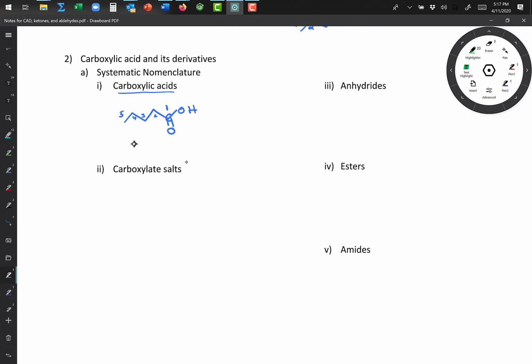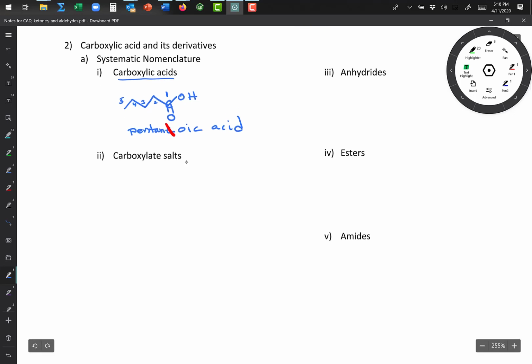So this is pentane. And again, you get rid of the E, and then you add OIC and the word acid. So I always joke, once students get this, what they say is OIC, because it's pentanoic acid, right? So maybe that'll help you remember it. I don't know. Maybe it won't.